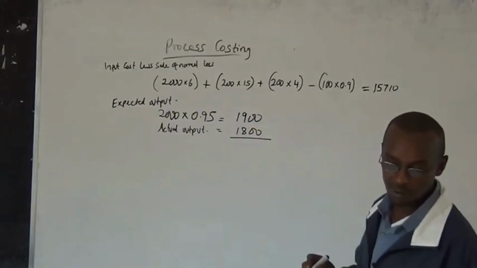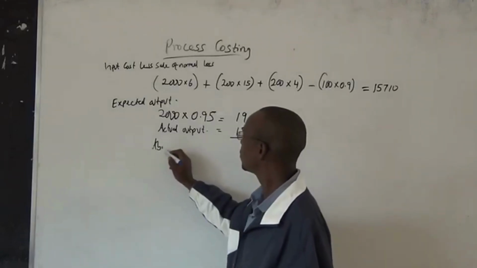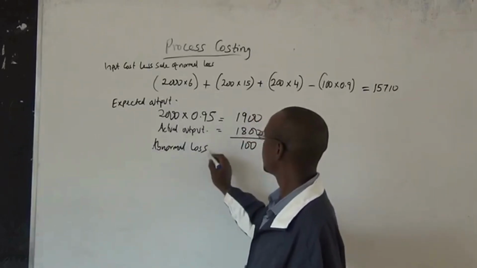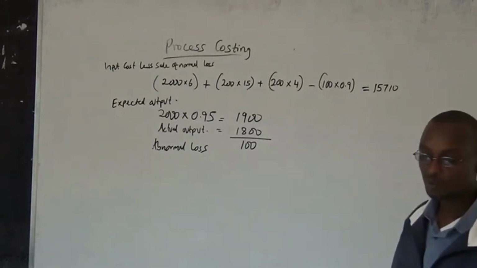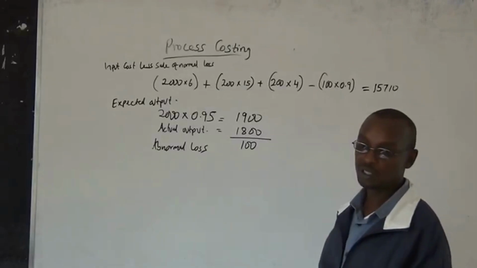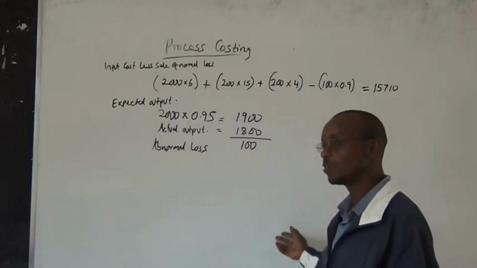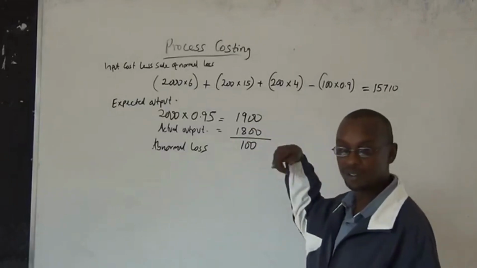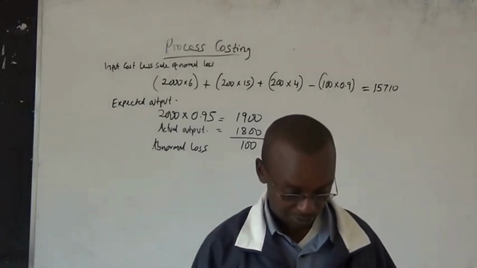But actual output is equal to 1,800 units. That means we have what? Abnormal loss. In other words, we have input 2,000 units, we are expecting 5% loss, but the actual output was 1,800. That is abnormal loss. That is how we calculate for abnormal loss. So if this was more than this, then it would have been abnormal gain.